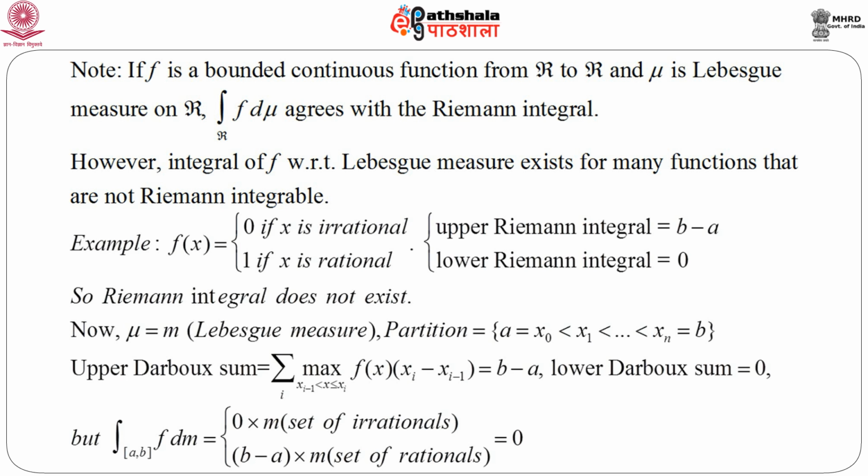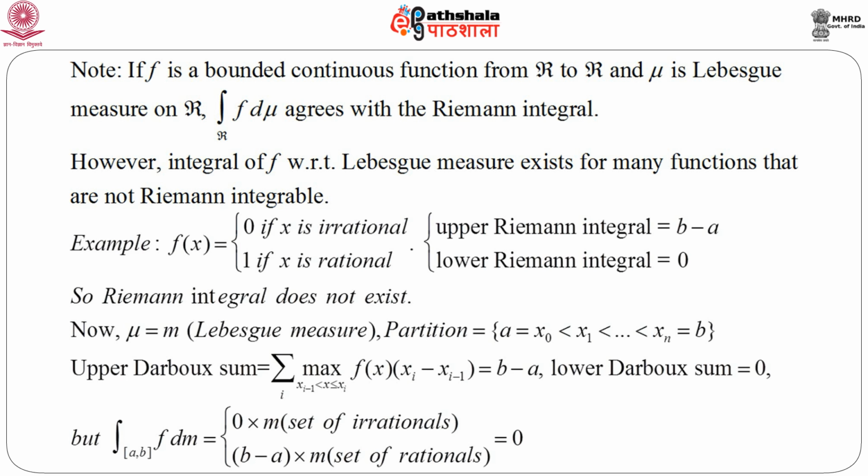Now, let us consider mu equals m, that is, Lebesgue measure, and consider this partition a equals x naught less than x 1 less than up to x n equals b. Consider the upper Darboux sum; if we calculate this sum, it is nothing but b minus a, whereas the lower Darboux sum is 0.